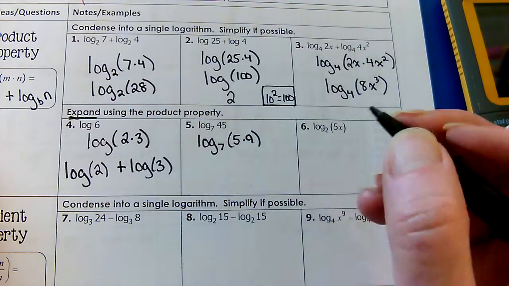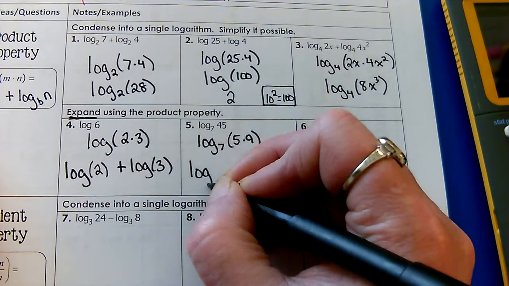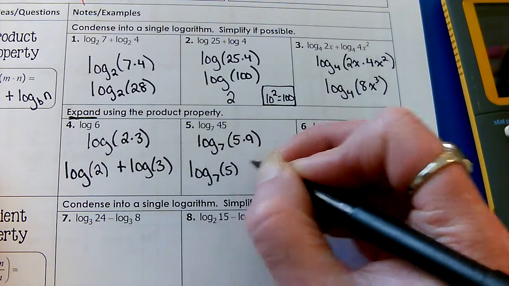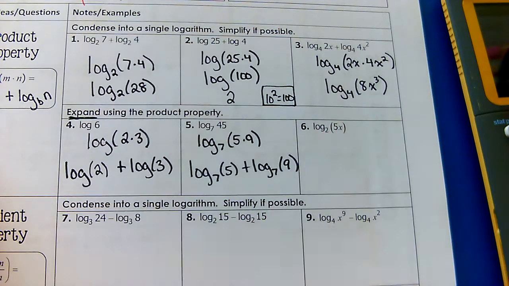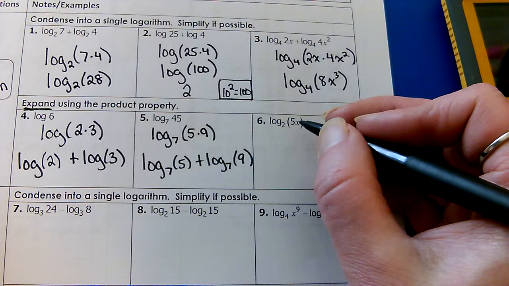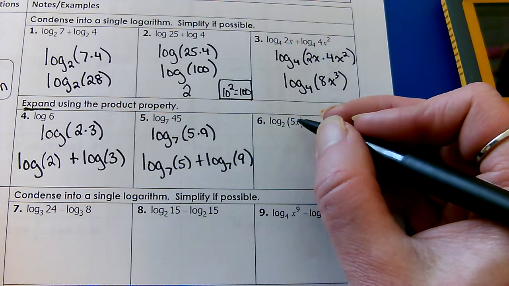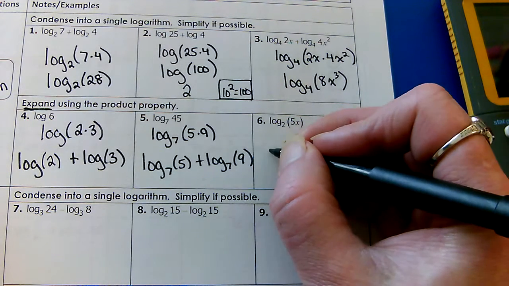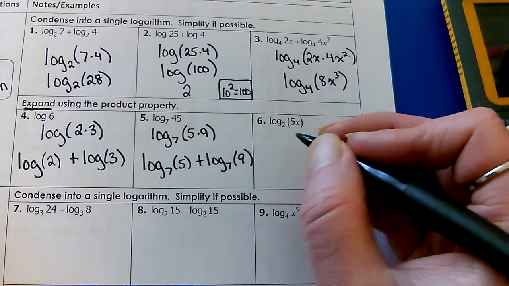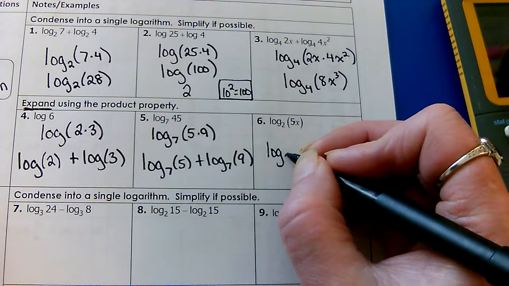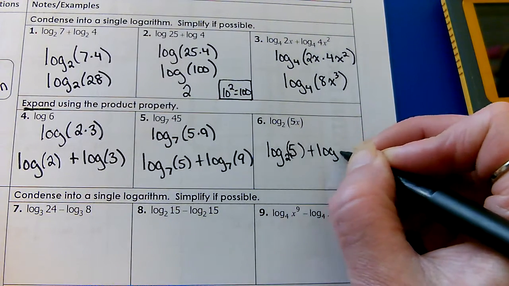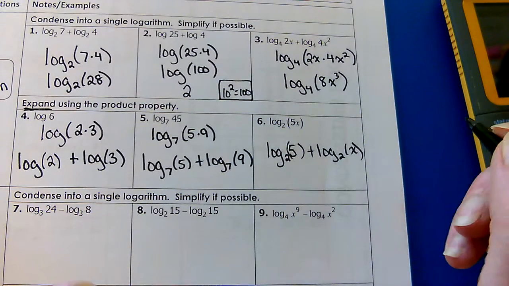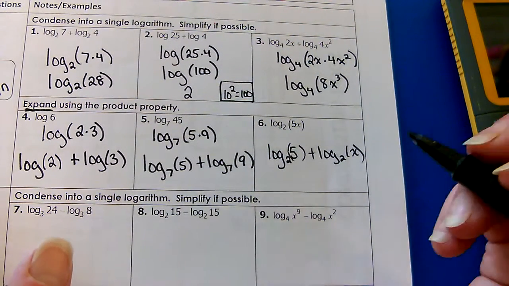So I could rewrite this as log base 7 of 5 plus log base 7 of 9. Ooh, what's the product here? Well, the product is 5 times x. So that's really times, so I can rewrite this as log base 2 of 5 plus log base 2 of x. Now, one thing I want to note here is notice that the bases are the same.